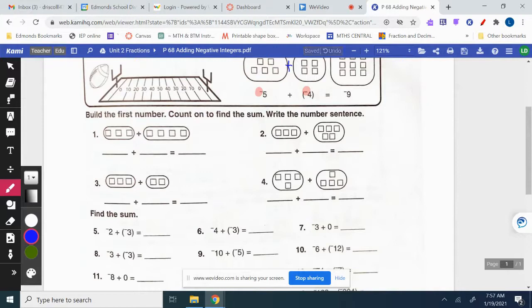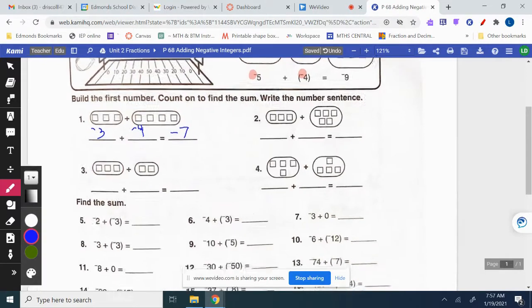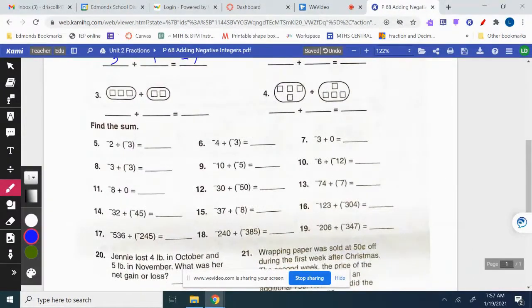On 1 through 4, they want you to write the number sentence. So I have -3 blocks here, -4 blocks here, and altogether I have -7 blocks. So for the rest of them, 5 through 19, they want you to do the same thing. And if you need to use blocks or pennies, please go ahead. You can just tear up a little piece of paper and write positive and negative on it if you need something to count, or you can draw your blocks.